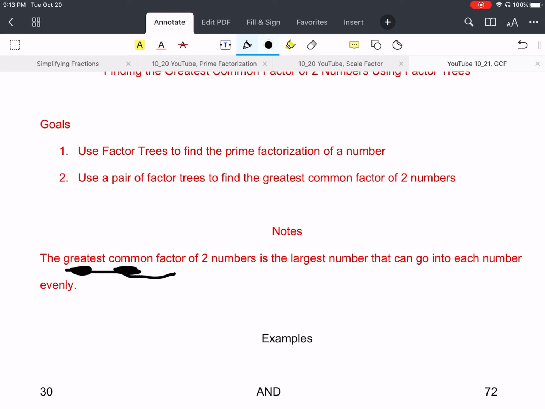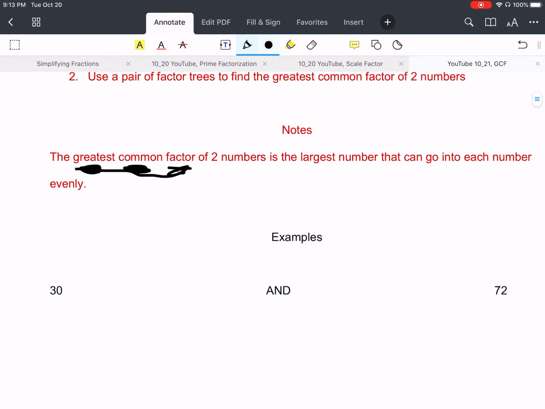So greatest common factor. And what we'll learn tomorrow is if we have a fraction, such as 30 over 72, if we divide 30 over 72 by the greatest common factor, that will get us to our most simplified fraction. So for those of you who were dividing by 2, and then dividing by 2, and then dividing by 3, you can save a lot of time by finding the greatest common factor.